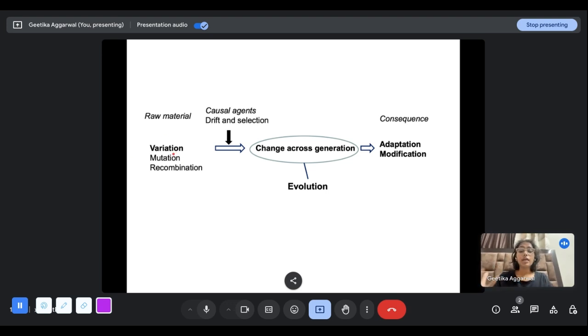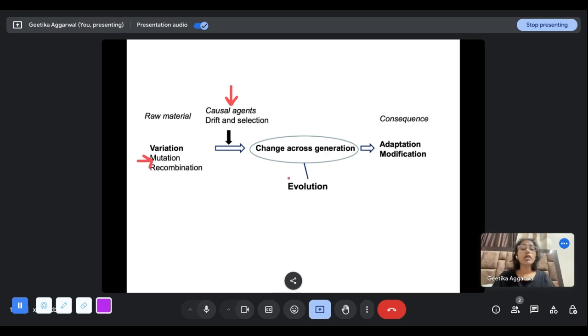And there can be raw materials, like there could be a certain mutation, there could be recombination. So this variation can arise because of either mutation or recombination, these two factors. And this variation is actually then acted upon by causal agents like drift or selection. So certain of these traits might get selected, or certain of these traits, just because of drift, might go forward in generations, while the other ones might get erased. And this leads to eventually changes across generations.